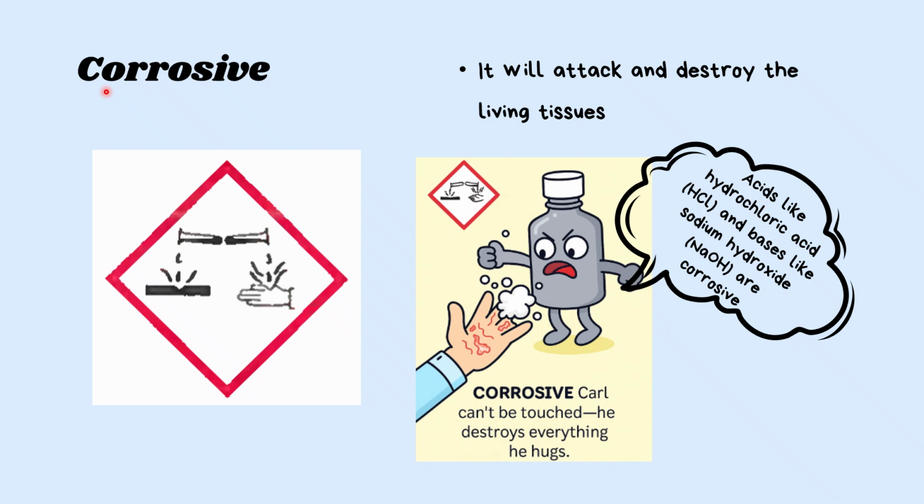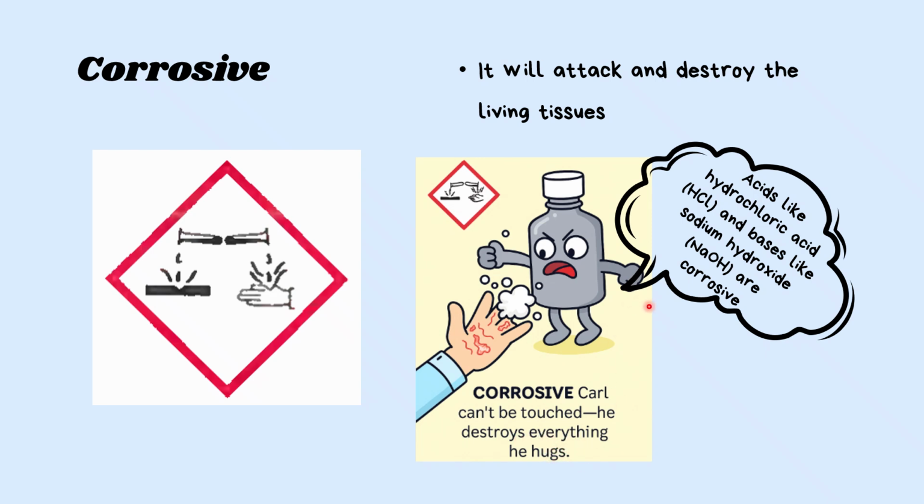Next hazard is the corrosive hazard. This is the corrosive hazard symbol in the image. As you can see, as soon as this hazardous chemical comes in contact with anything, it completely destroys those cells. This depression shows that whatever substance was there is completely destroyed because of this corrosive chemical. So always remember this corrosive chemical will completely destroy the living tissues or whatever the substance is. So remember, corrosive Carl can't be touched. He can destroy everything he hugs.